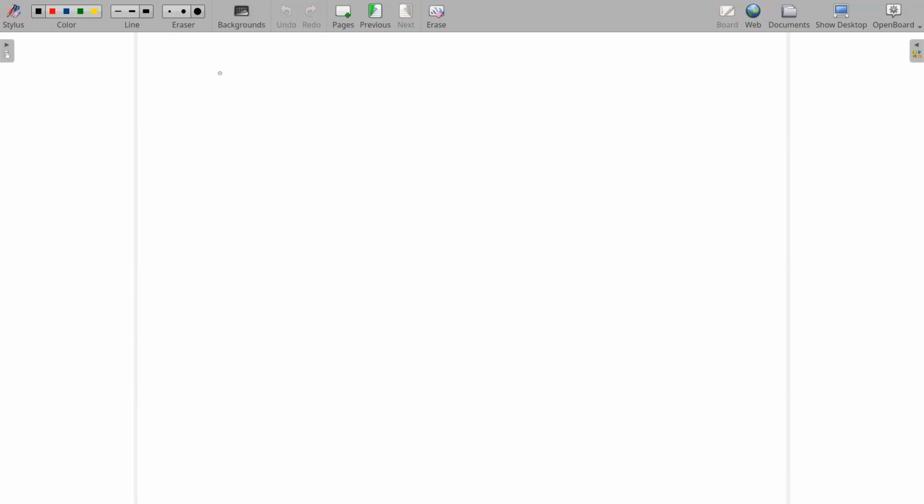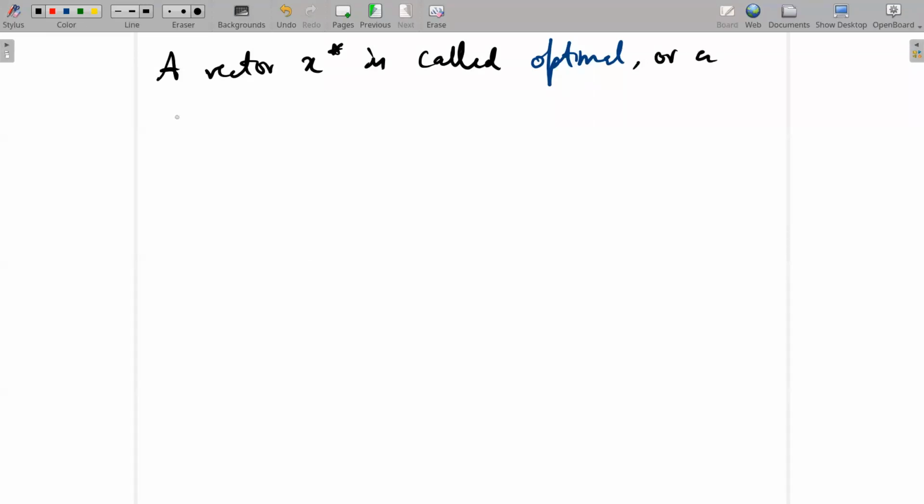All right. And a vector x star will be called optimal, this is just a matter of definition, or a solution of OP. That is the optimization problem, the description that we had given right here, if it has the smallest objective score.